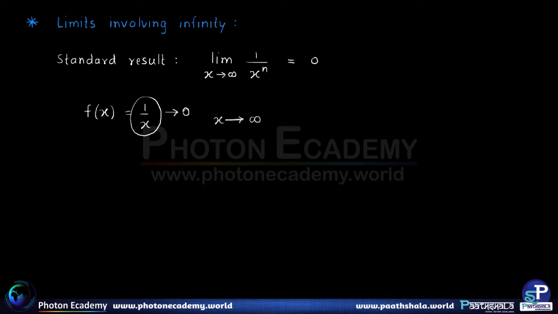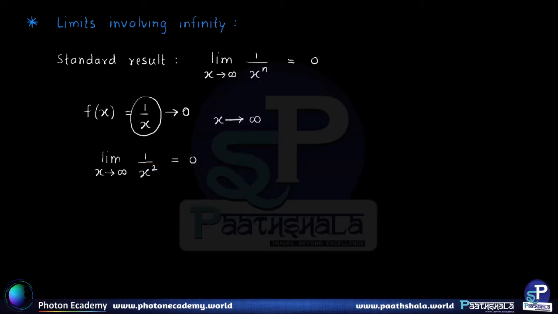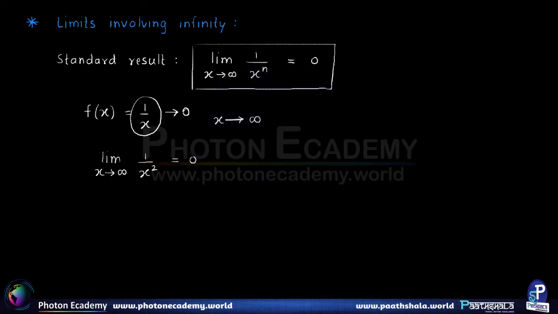Okay. Now instead of 1 upon x, even if we take any other higher power of x, say 1 upon x square, and we want to find the limit of this entire quantity as x approaches infinity, then this will also obviously tend to 0. So summarizing, we have this general formula: the limit of 1 upon x raised to n as x tends to infinity will be equal to 0.